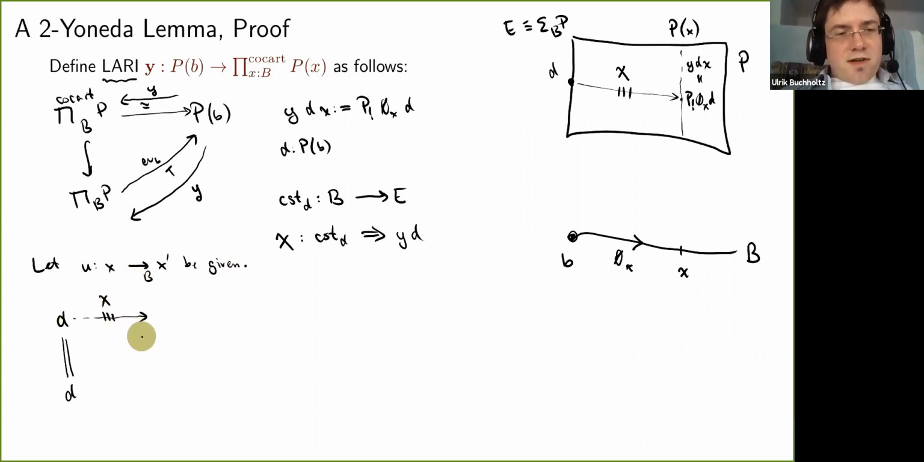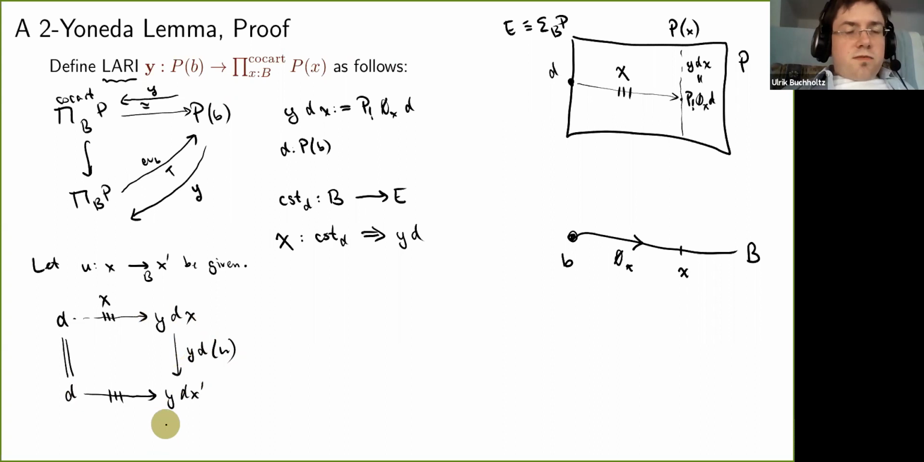I'm not naming the argument for some reason. And then it goes to Yoneda dx and to Yoneda dx prime. And this is the action on the directed path U of Yoneda d. And here's a co-Cartesian arrow. But now we have a composite that's co-Cartesian, and the first leg of the composition is co-Cartesian. This means that therefore, let me make this in another color. This is co-Cartesian as we wanted.